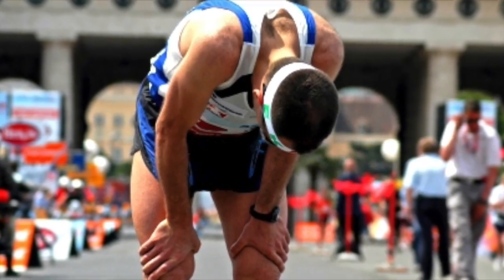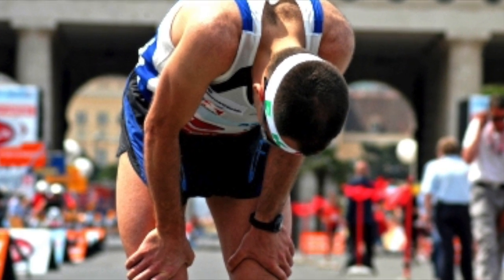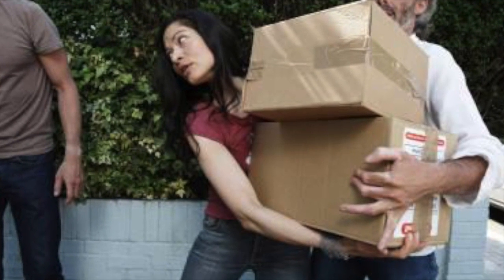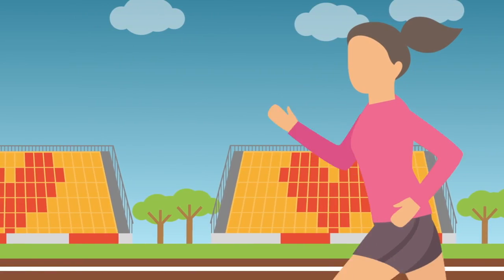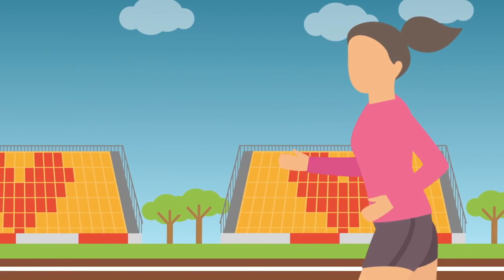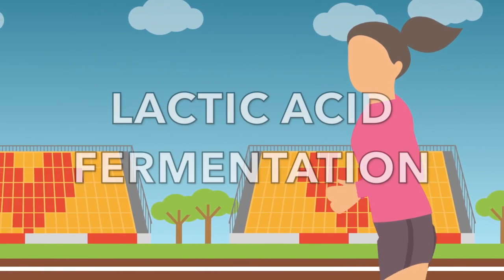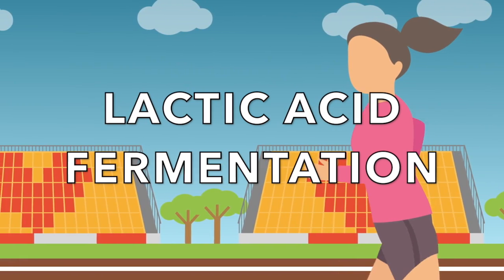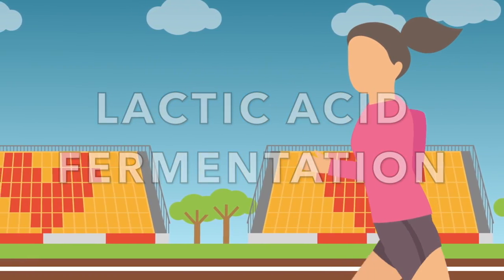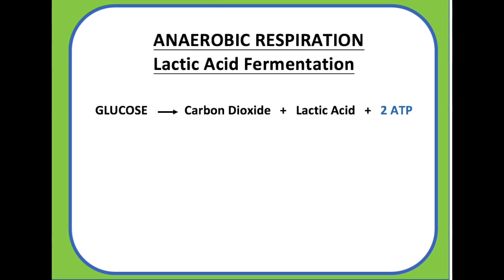Have you ever wondered why your muscles start to burn when you're running or performing hard exercise for a long period of time? Your muscles aren't getting enough oxygen, causing them to perform a type of anaerobic respiration called lactic acid fermentation. This particular type of anaerobic respiration causes your body to break down glucose without oxygen to produce carbon dioxide, 2 ATP molecules, but it also produces something called lactic acid.